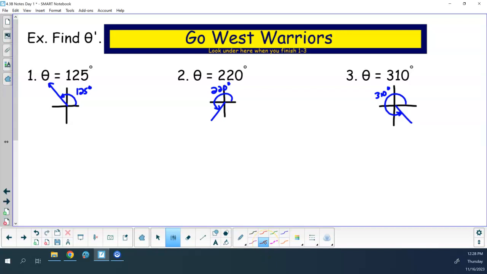So for number one, I got a theta prime of 55 degrees. For number two, I got a reference angle of 40 degrees. And for number three, I got a reference angle of 50 degrees.